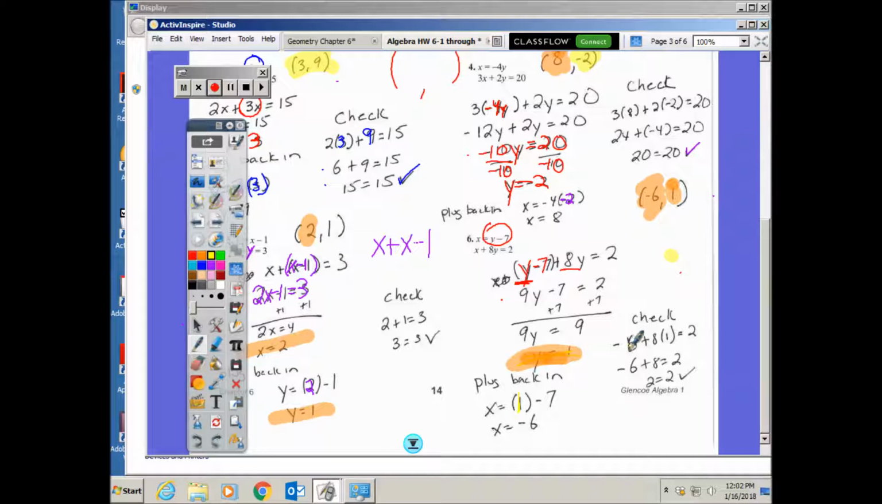So I'm going to plug that back in. So my second equation, x is negative 6 plus 8 times y. Y is 1. Negative 6 plus 8 is 2, right? Negative 6 plus 8 is 2. It checks.